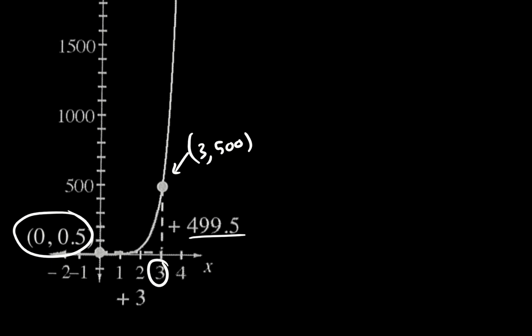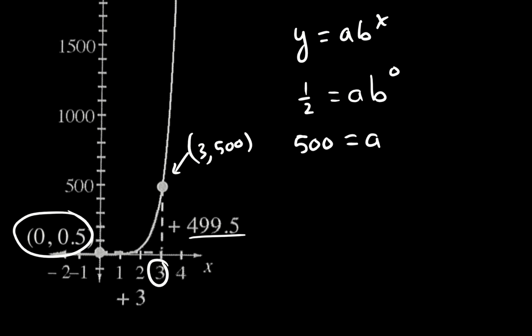And the strategy I use is I literally write a system of equations. So I'm thinking y equals a b to the x power. For this first one, y is 0.5, so I'll write it as a half: 1/2 equals a b to the 0 power. And the other equation I'm going to write is 500, that's my y, equals a b to the third power.